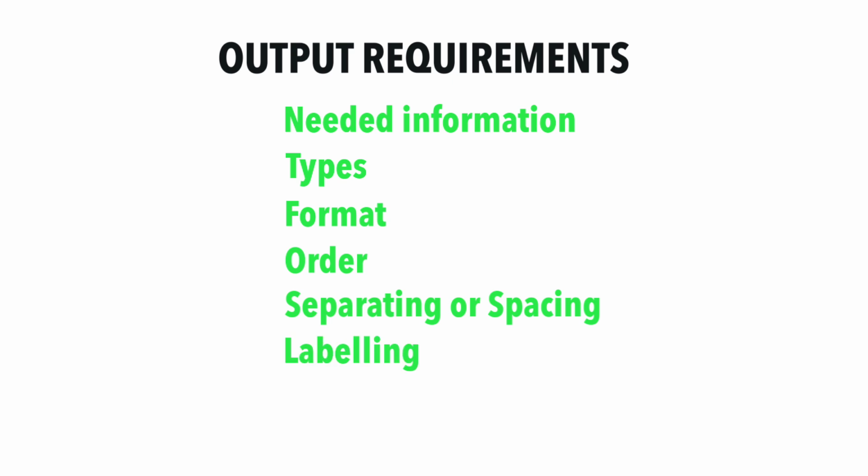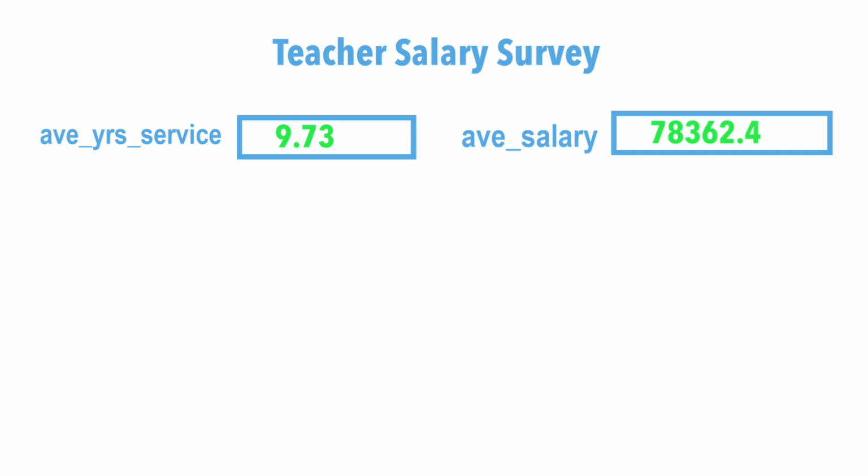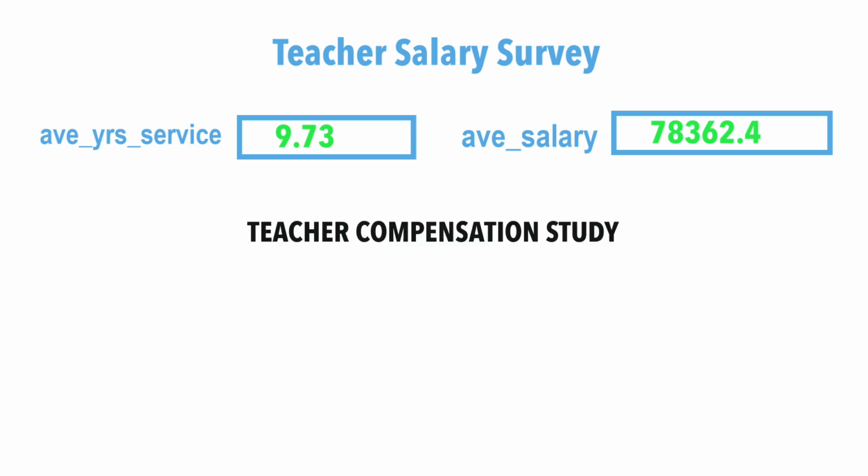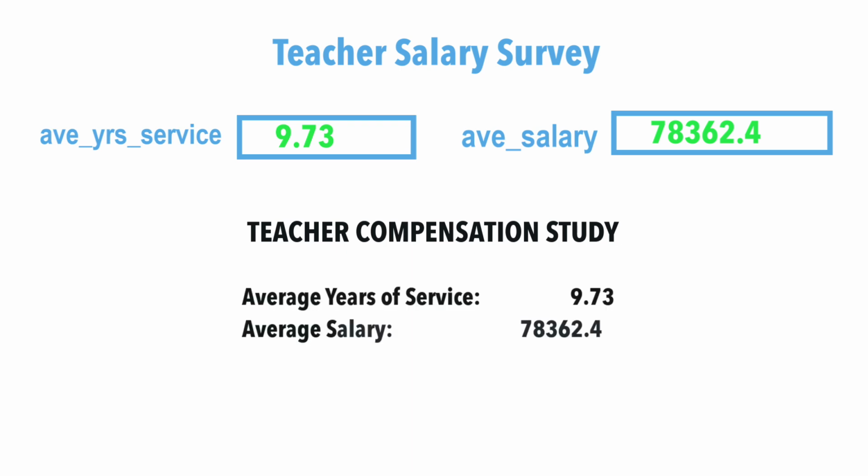The same results may have very different output requirements based on the context in which it will be used. For example, assume your program is conducting a survey of teacher salaries, and it calculated the average years of service and average salary of teachers in a school district, and the data will be included in a report to a school board. The requirements may stipulate that the output has a title and each piece of data is on its own line, with the average years of service first. Both should be clearly labeled. The years of service are to be displayed as a real number with 1 decimal place, and the average salary should be displayed with 2 decimal places and a $ sign.